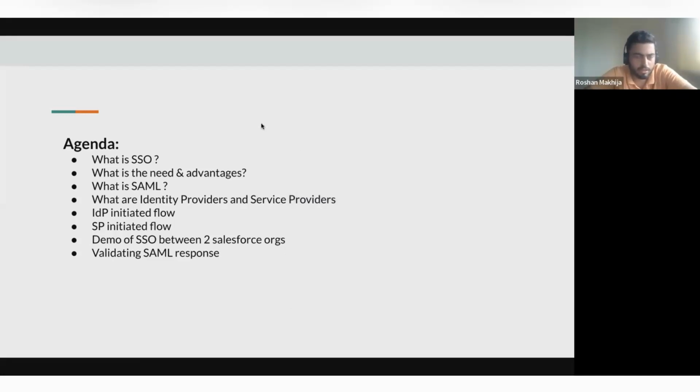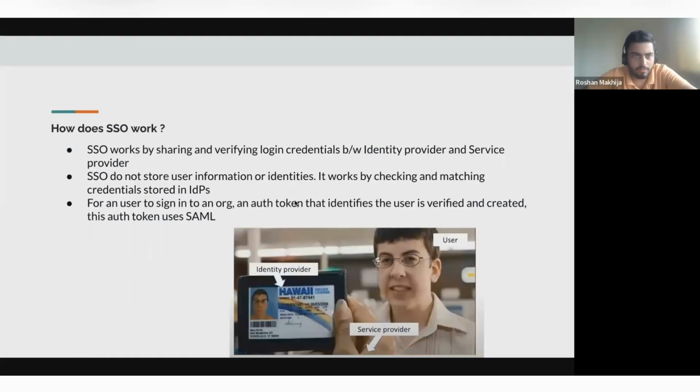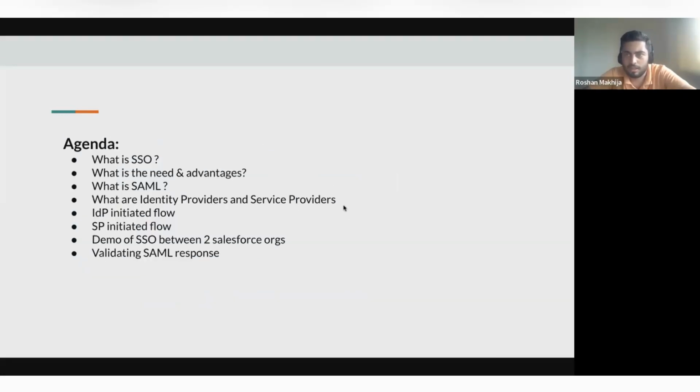Firstly, we are going to learn what SSO is and what its needs and advantages are. What is SAML? SAML is generally a protocol that is used to implement SSO. Then we are going to learn about what identity providers and service providers are. And SSO is executed in two ways. One is through the identity provider, so it's named the identity provider initiated flow, and the next is with the service provider.